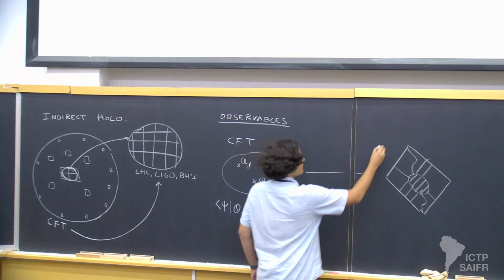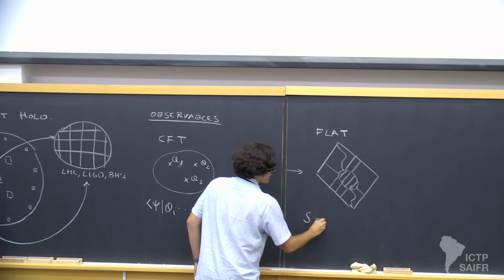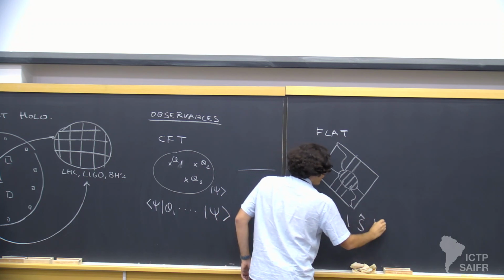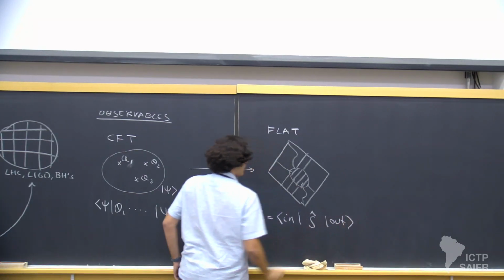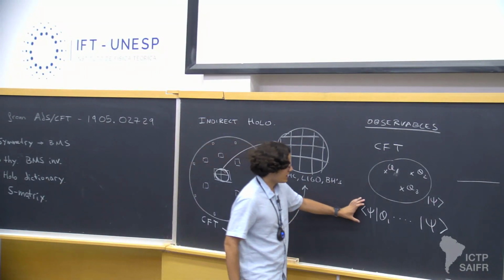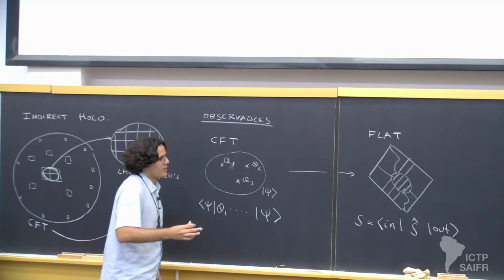So here the flat observables would just be this S matrix that I will define as an overlap between in and some S matrix operator and out. So the question that I would like to attack today is, how do I take this conformal correlator and turn it into an S matrix, which is something that we have already heard about today.